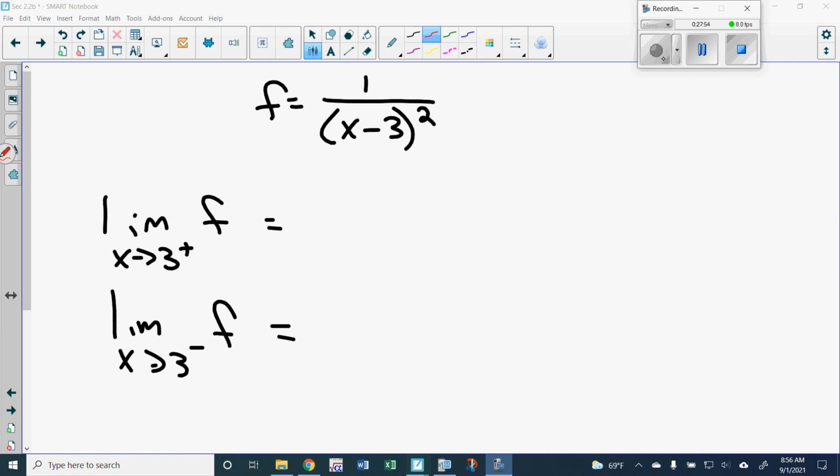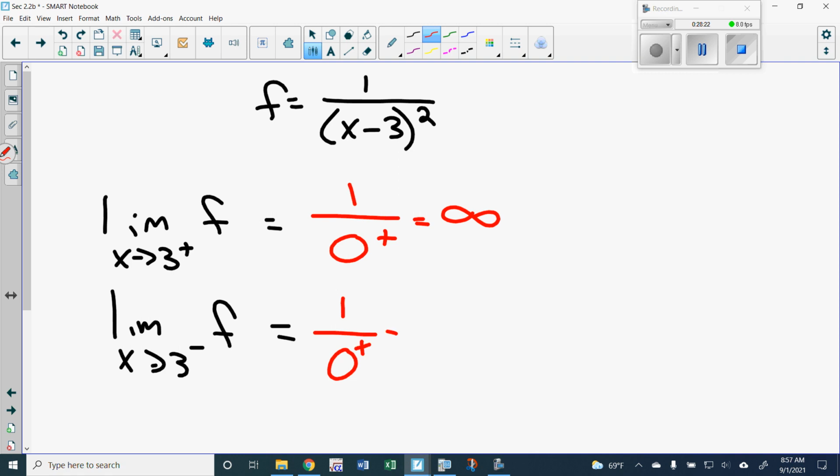So let's look at from the right. From the right, the top's going to 1. What happens to the bottom? It's going to 0. Is it a positive 0 or a negative 0 as you come from the right? It's positive. What about as you approach from the left? Why is it still positive? Because it's squared. So it goes to infinity.